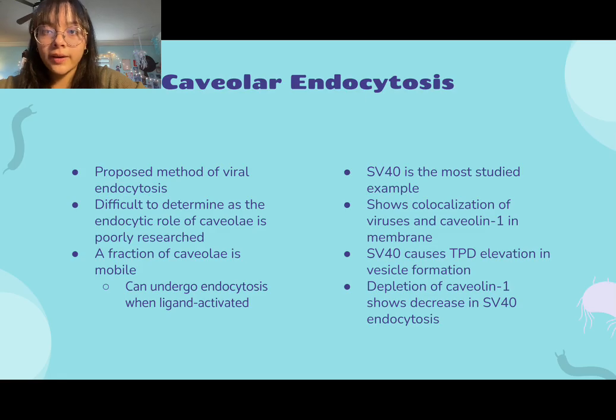SV40 is the most studied of the viruses that may partake in caveolar uptake. Morphological evidence shows colocalization of the viruses and caveolin-1 in plasma membrane pits. The addition of SV40 to cells causes a dramatic tyrosine phosphorylation-dependent elevation in caveolar vesicle formation and motility. Depletion of caveolin-1 has been shown to result in a decrease in SV40 endocytosis and infection. Additionally, depletion of a caveolar ATPase was shown to cause an increase in caveolar vesicle trafficking and efficiency of the infection. Thus, SV40 may utilize caveolin-independent and dependent pathways.